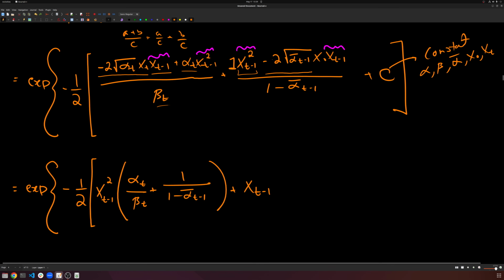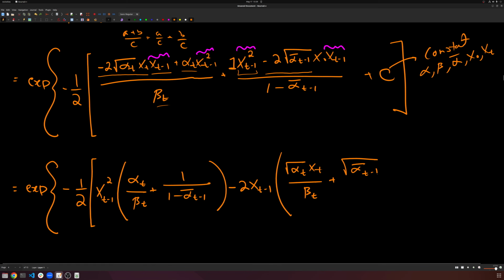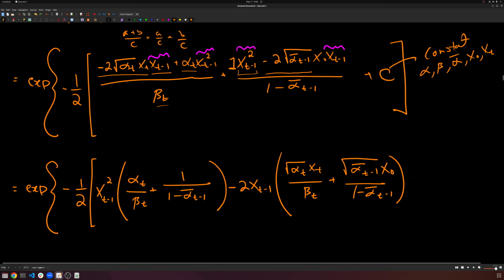So if that's the case, we have this negative 2 term on both of them, so there's no reason to keep it inside. We can pull it out. So we can replace this with negative 2 xt minus 1. That's what we're taking out. And then we'll be left with just square root alpha t xt over beta t plus square root alpha hat t minus 1 x0 over 1 minus alpha hat t minus 1. And then we still have the plus c kind of constant at the end that we don't really care about.